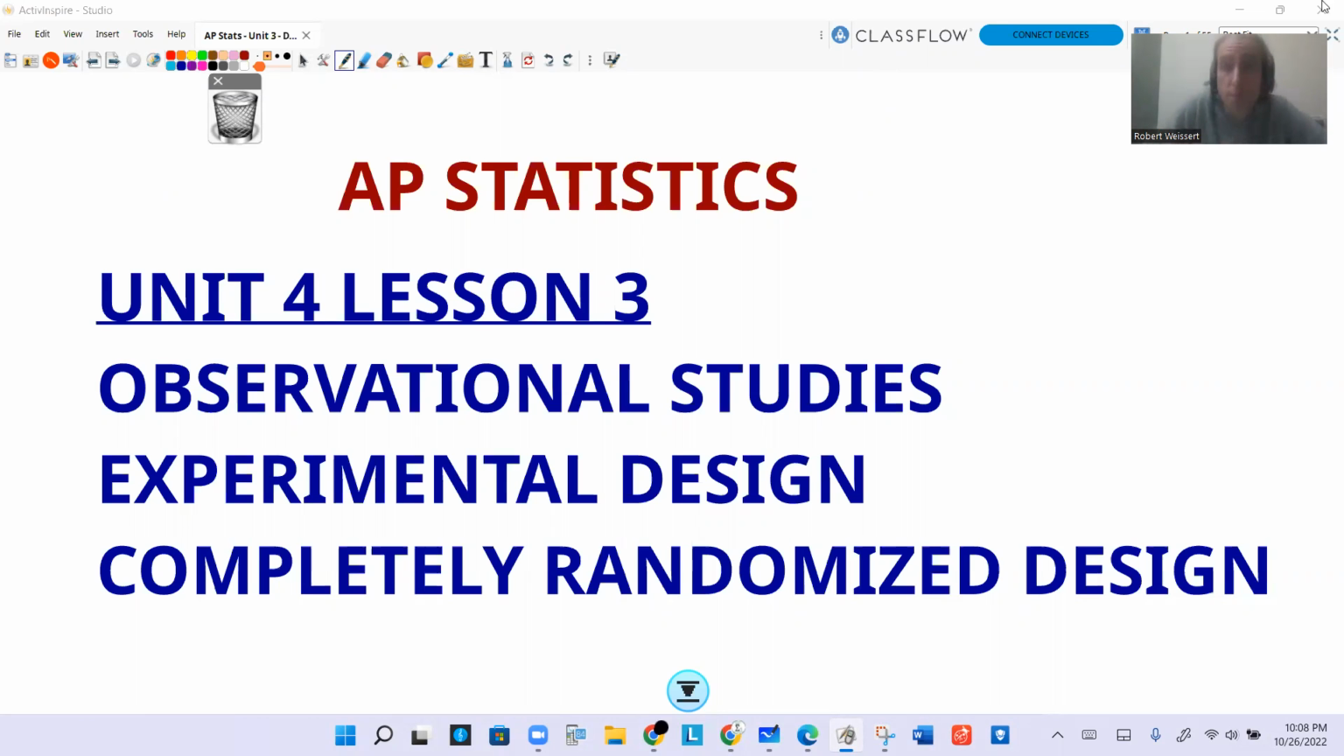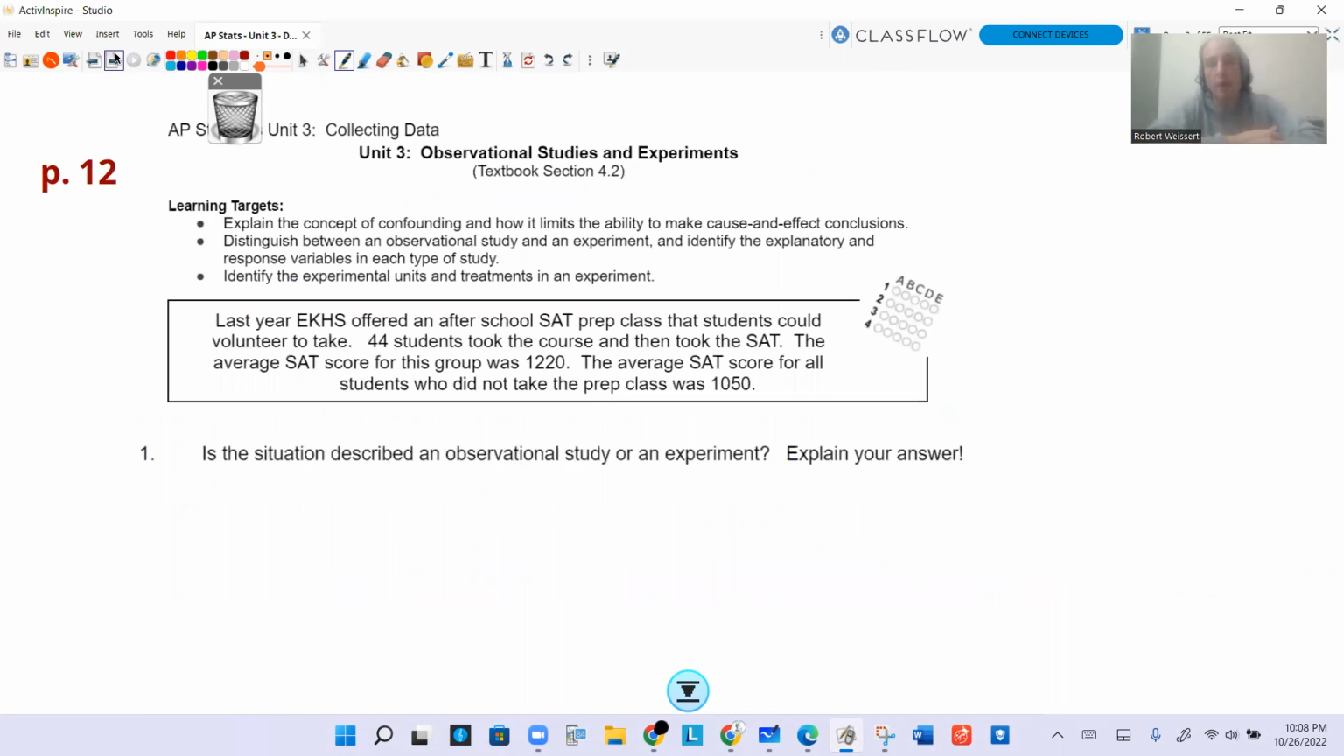So let's get started. We are going to be talking about observational studies versus experiments and some of the experimental design techniques, as well as completely randomized design. So without further ado, let's look at this question here.